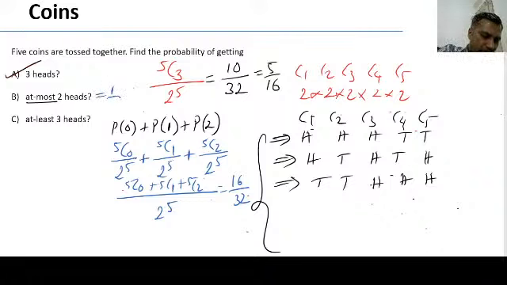Therefore you are saying that this is half. Probability of this is half. This is 5 by 16. Right, the first is 5 by 16, the second one is half. Good. All right, take a look at the third one now.